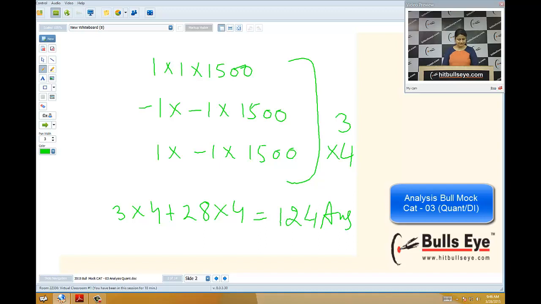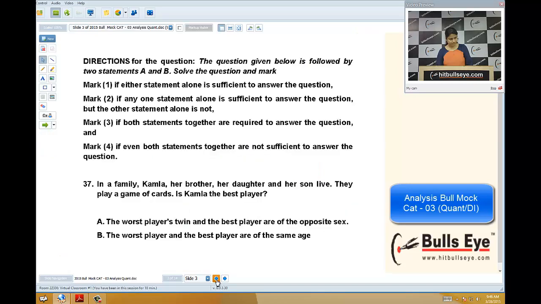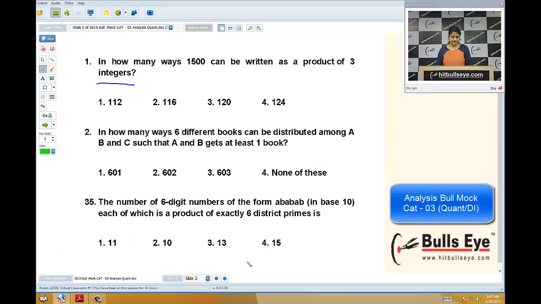Okay, any problem in this? Are you getting me, guys? Yes, all of you? Should I proceed further? Okay. Please go through the second question as well. Second and 35th. I'm giving you 30 seconds to read this question. Yes, guys. Question number 2 and 35.